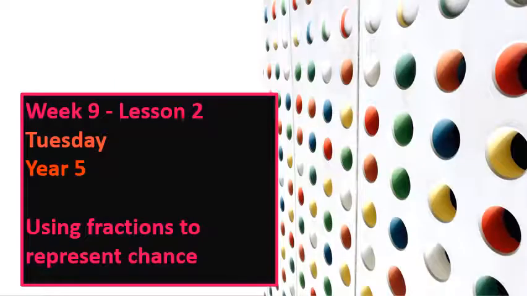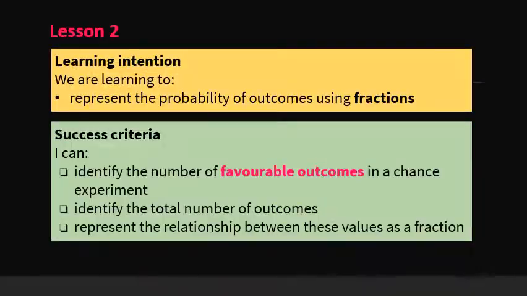All right, welcome back, everybody. This is lesson two for year five maths for week nine. Today, we're looking at fractions to represent chance or probability. So today, we're learning to represent probability or chance using fractions. That's a probability of a particular outcome.